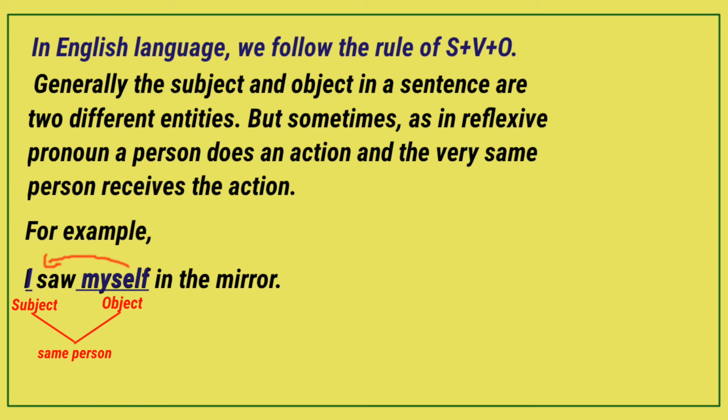I would like to repeat, the object reflects back to the subject, and that is why it is called a reflexive pronoun. Take another example. He cut himself. Notice he is the subject and himself is the object, and they both are the same person. So it is a reflexive pronoun.